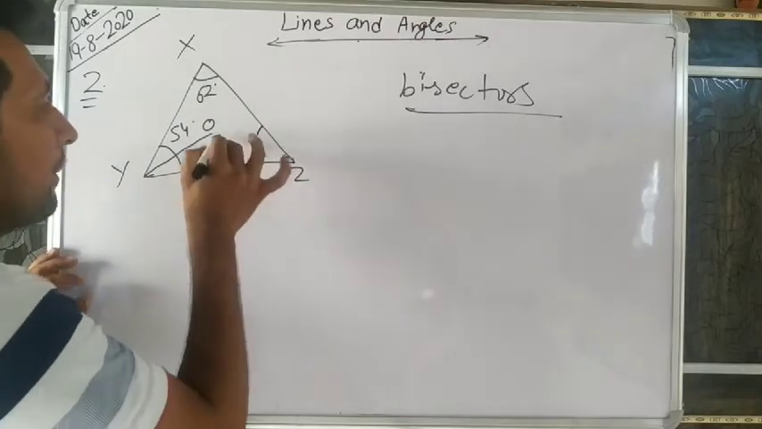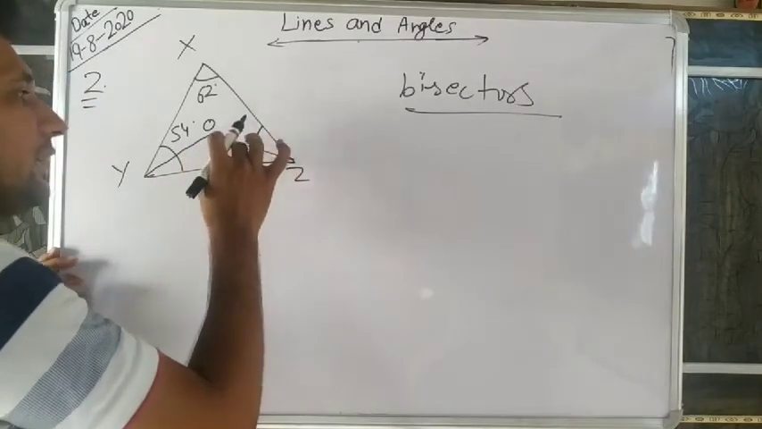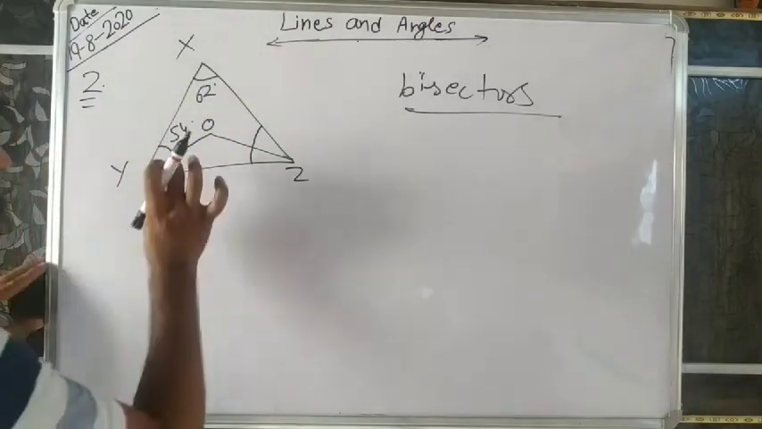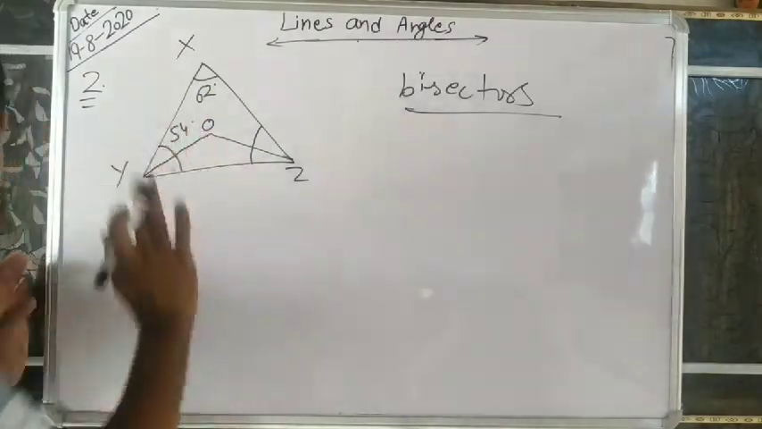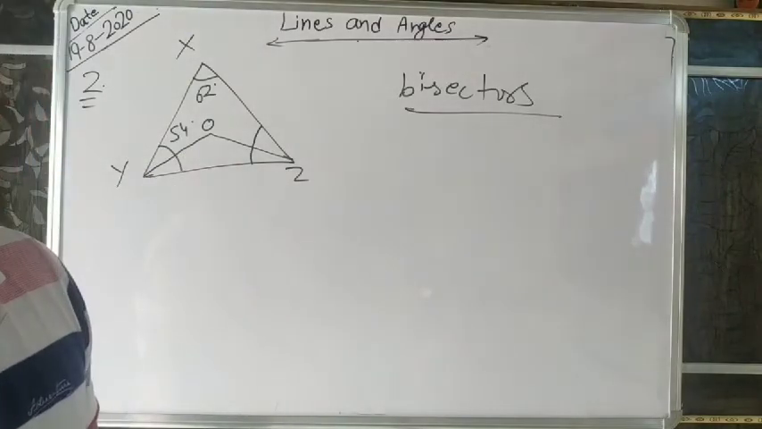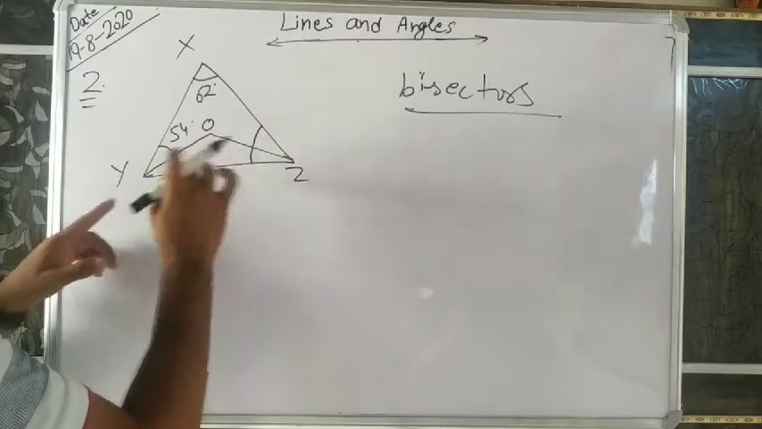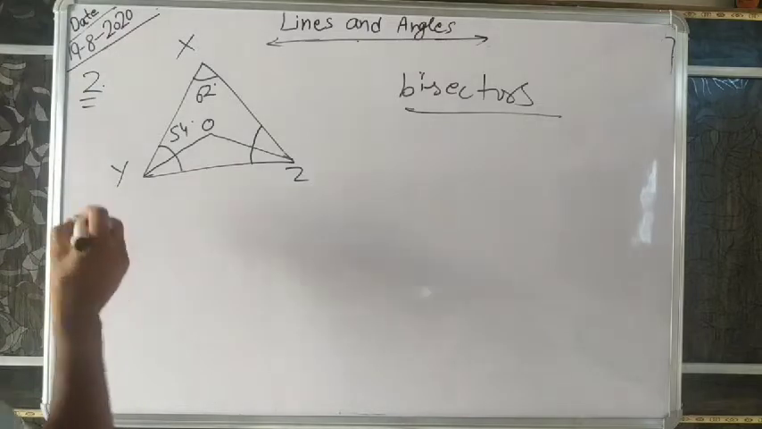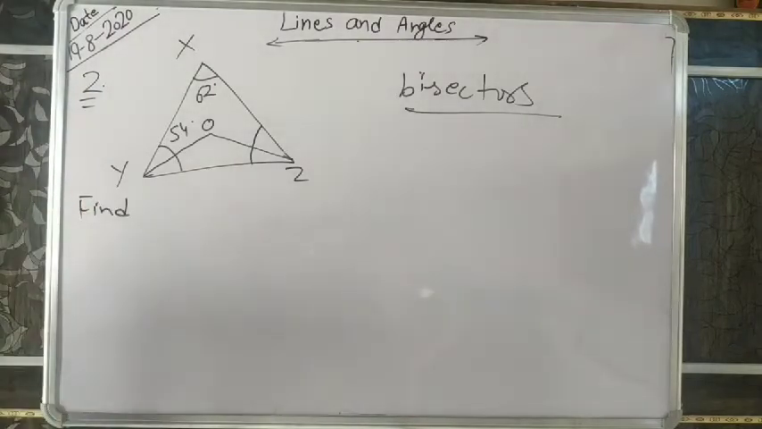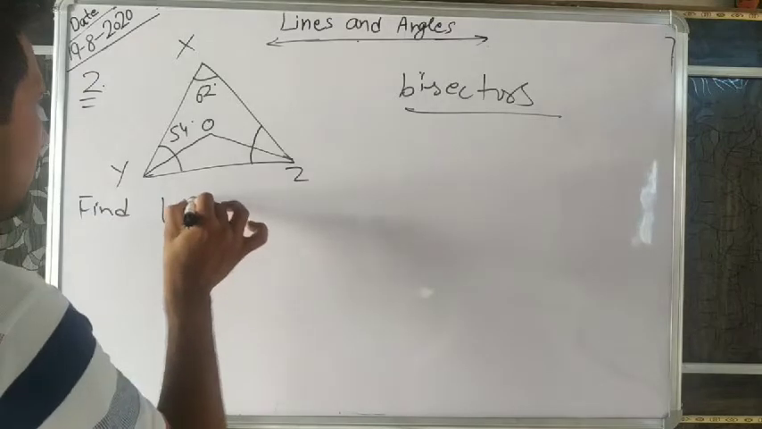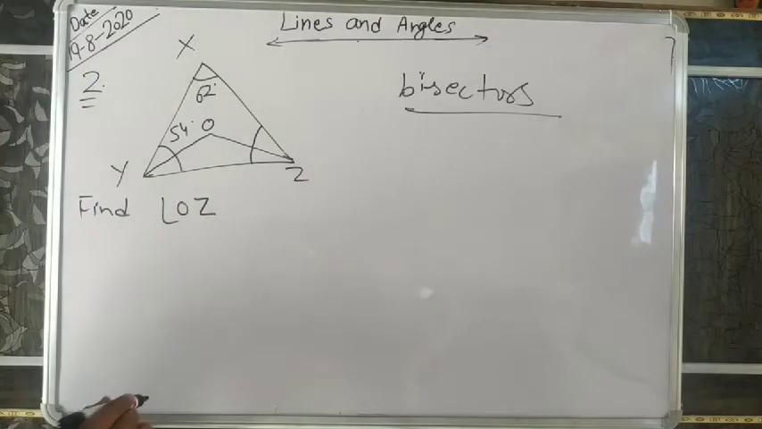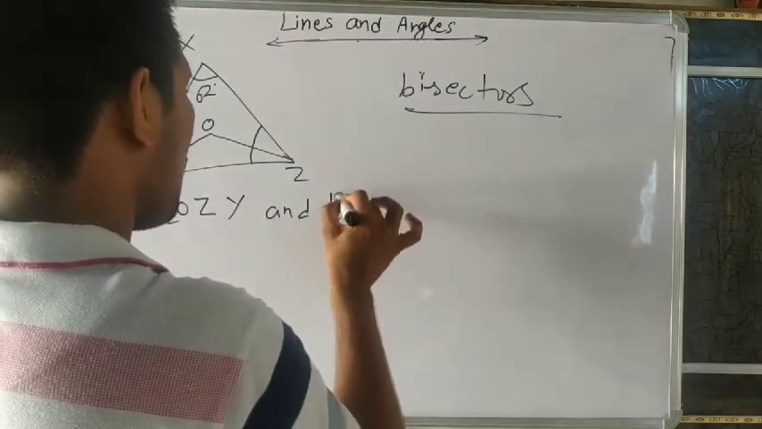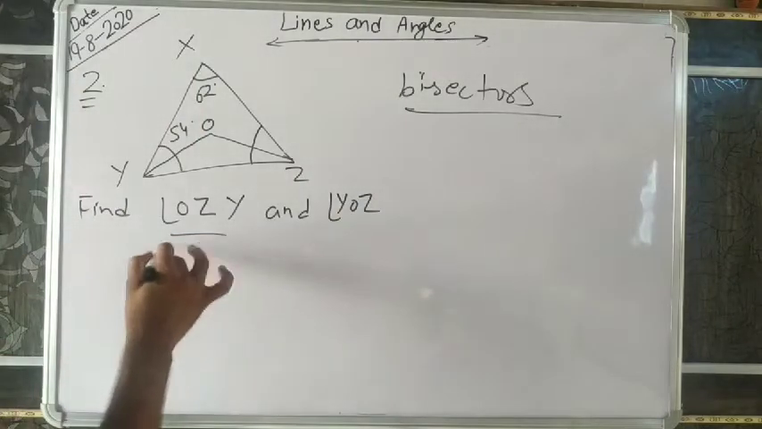Total is how much we don't know, but it is a bisector. It means half of this, one side, and half of that. The same as it is 54. So bisector means divide in two parts: 27 of angle XYZ. So OY is the bisector of angle Y and OZ is the bisector of angle Z. So find angle OZY and YOZ. So first OZY.